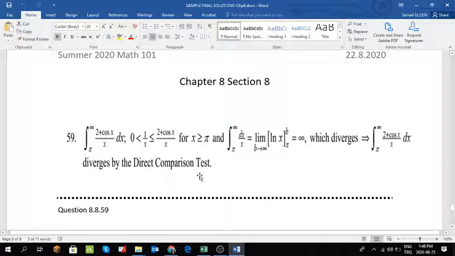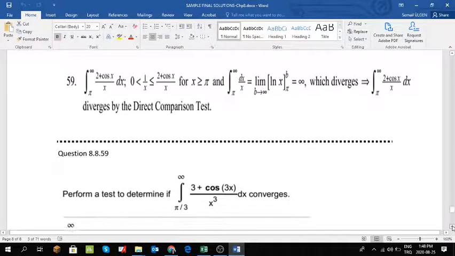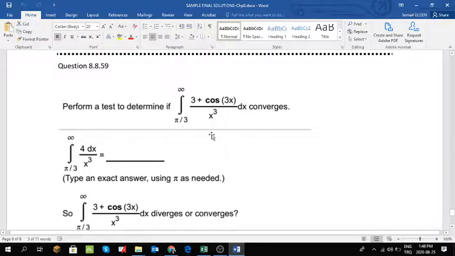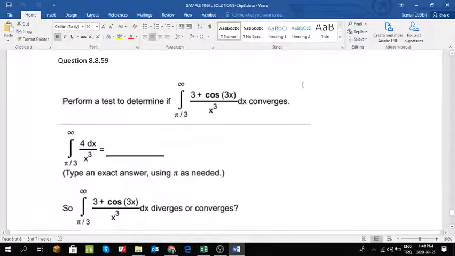So we call this the direct comparison test. We compare this function with this function where the integral of this is divergent, then this is going to be divergent as well. But in our solution here, we compare it with a convergent integral, and we show that this integral is less than this convergent integral, and we are good to go.